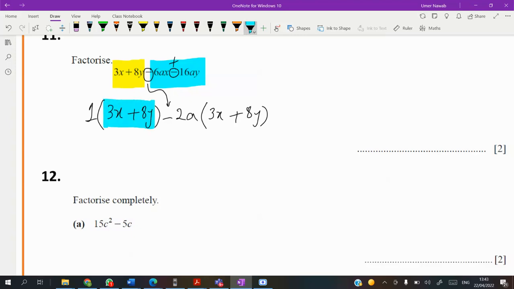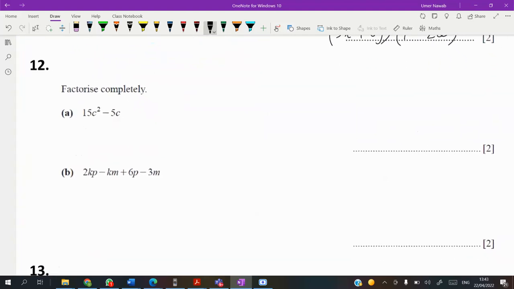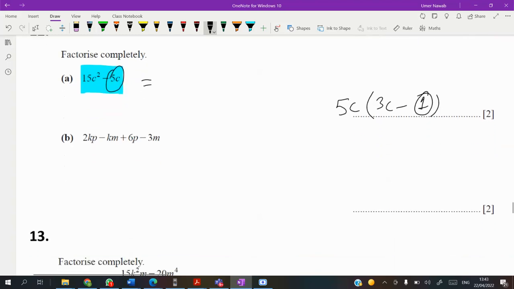Do we get the same brackets? The answer is yes. So copy this bracket here: 3x plus 8y. What is outside? Outside we have 1 and minus 2a. I'm going to write this 1 minus 2a. Next, smallest power will be taken common, yani c, along with 5. 5c, so 3c minus 1, because if nothing is here, it should be replaced by 1.